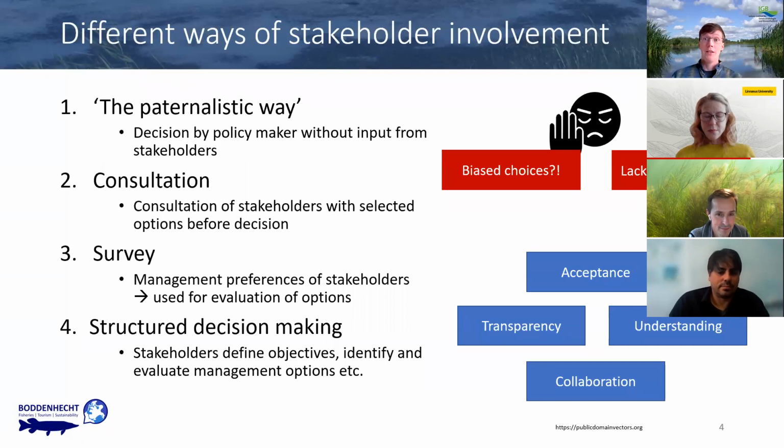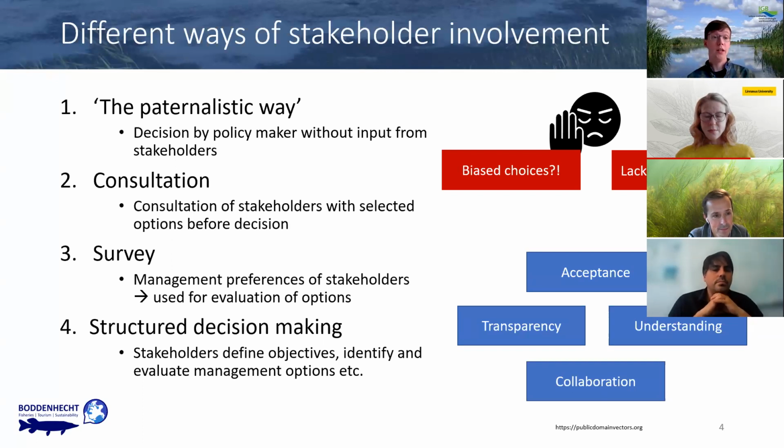And there are different ways of stakeholder involvement. And yeah, the most minimal way is to not include them in the decision. So that would have, of course, some problems, probably with a lack of acceptability. Then you can consult them with some pre-selected options before the decision, or you can make some surveys with some management preferences. And if you have these surveys, then you can use these preferences for the evaluation of options.